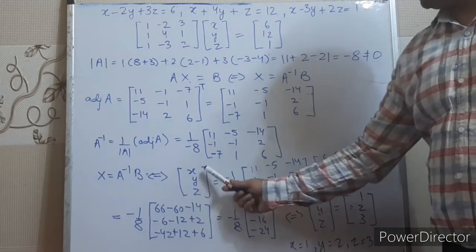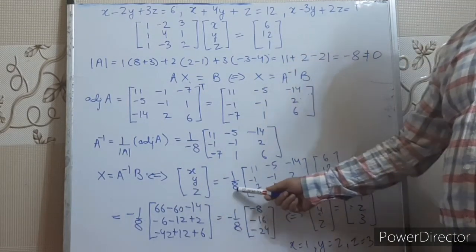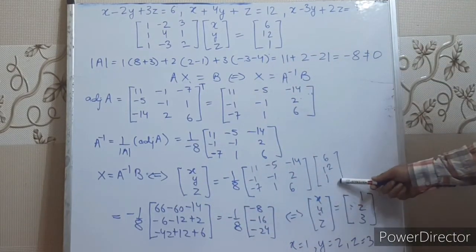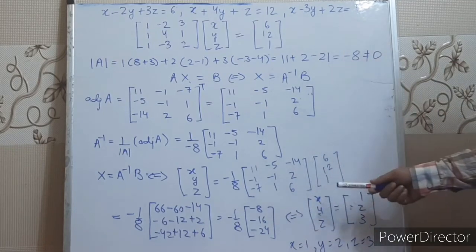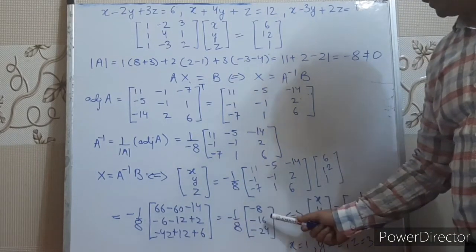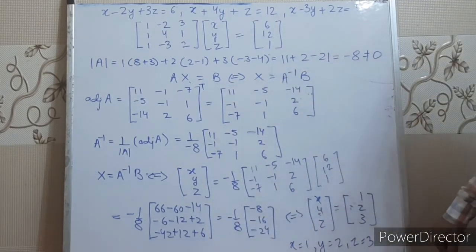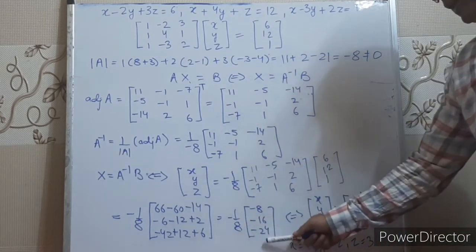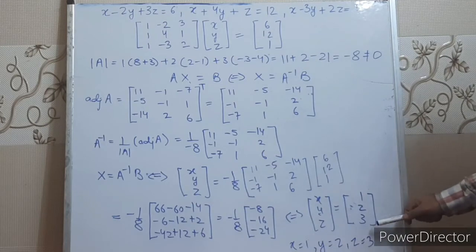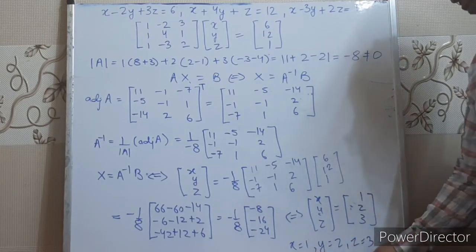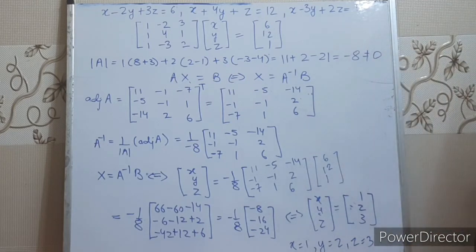This implies that the X, Y, Z matrix equals A inverse into B. So when you multiply these two matrices, we'll get the matrix -8, -16 and -24. Right children? And when you multiply -1 by 8 to each term, we'll get 1, 2, 3. When you equate these two matrices, we'll get the values of X, Y and Z, which is X equals 1, Y equals 2 and Z equals 3. Right children? Please note down.